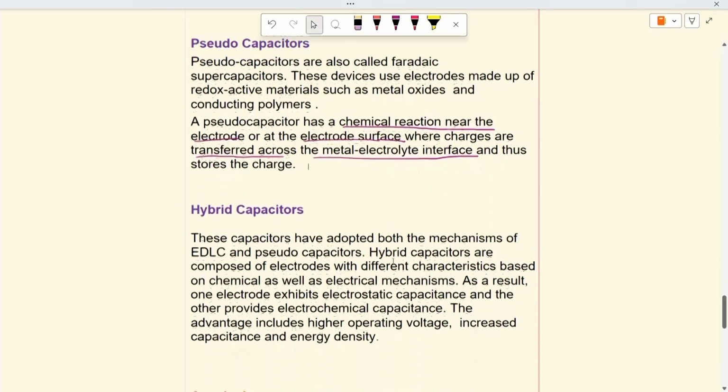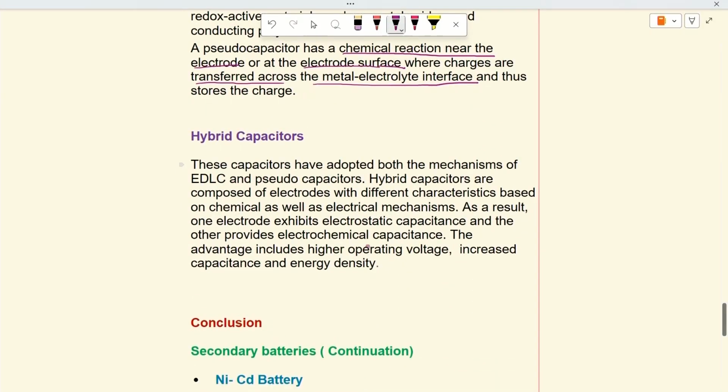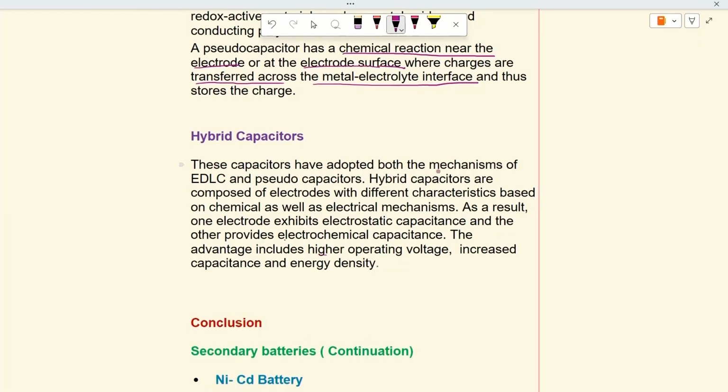Now, we have another class of capacitors known as hybrid capacitors. So, in pseudo capacitors, we have a chemical reaction, that is, a redox reaction taking place, and as a result we have the electrical double layer. In the case of hybrid capacitors, hybrid itself means that there are two varieties of capacitors combined together. Okay. These capacitors have both the mechanism of electrical double layer capacitors and pseudo capacitors combined. So, there are two capacitors, they are combined together.